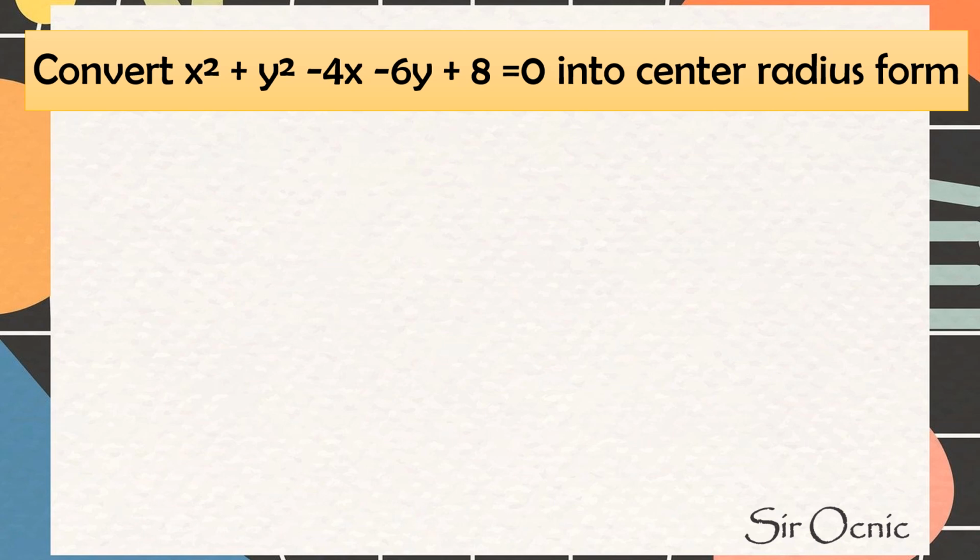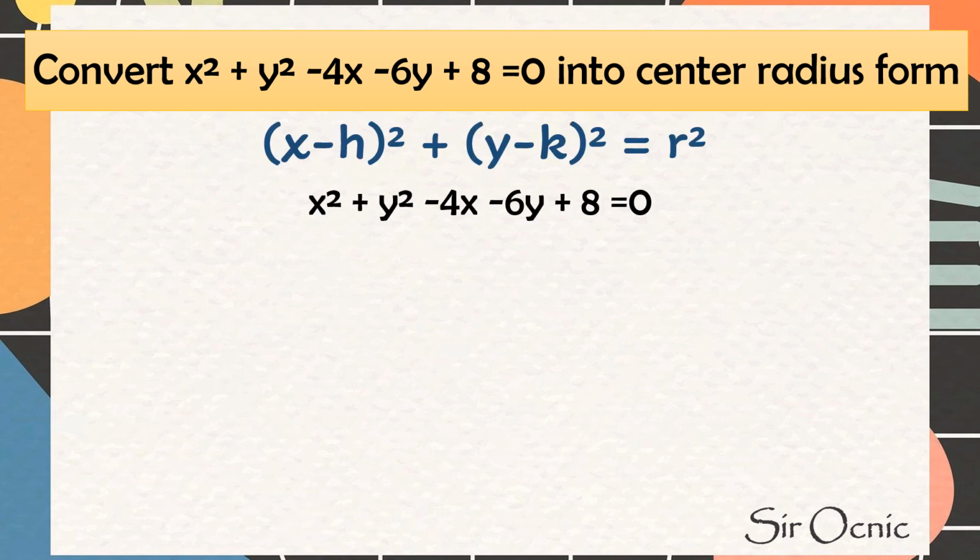Convert x² + y² - 4x - 6y + 8 = 0 into center radius form. So the first thing to do is to regroup the terms included in the parentheses. That is equal to (x² - 4x) + (y² - 6y) = -8. Also, transpose the constant to the other side.